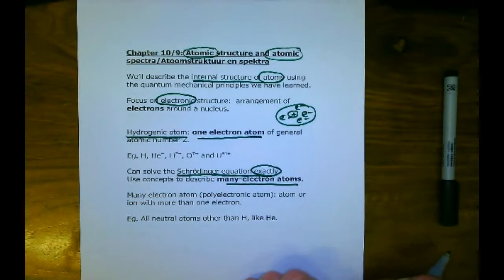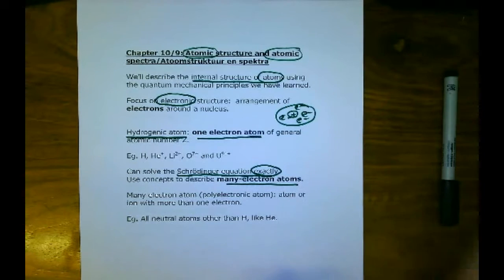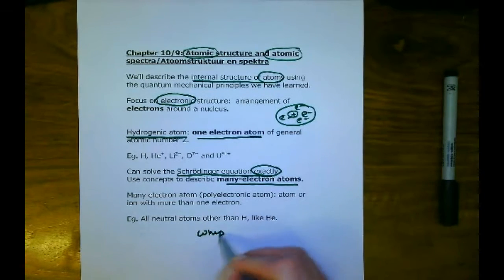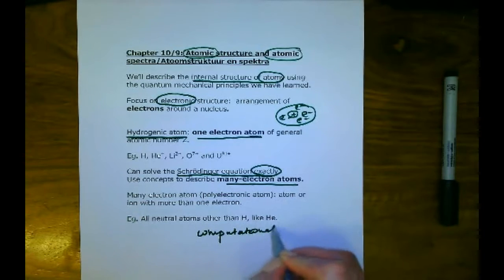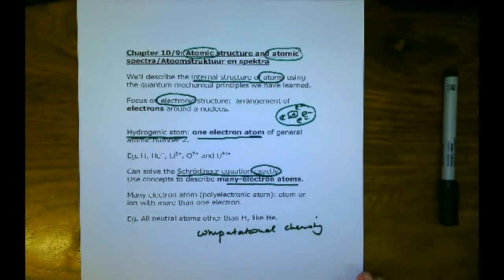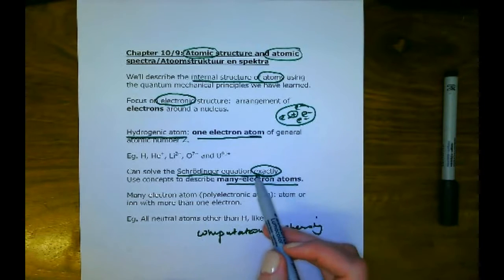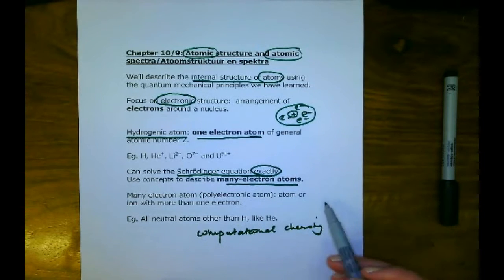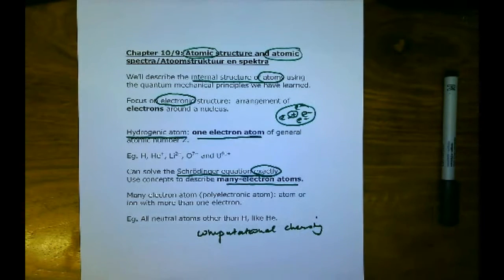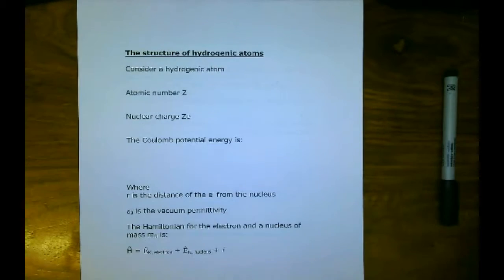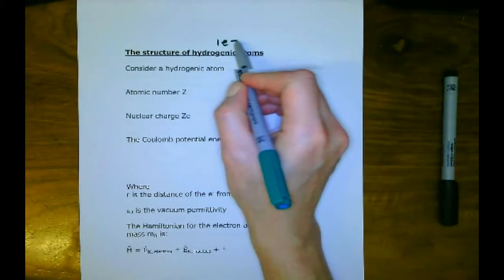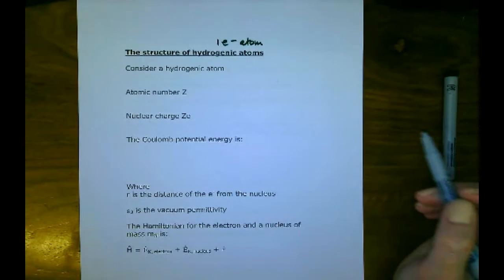We cannot solve these Schrödinger equations exactly, which is a big limitation in quantum mechanics and also in computational chemistry, where we basically use computers to calculate chemical properties. Because we cannot solve the Schrödinger equation exactly for any atom except the hydrogen atom, we cannot always calculate the properties very accurately. Okay, so let's have a look at these one electron atoms or hydrogenic atoms.